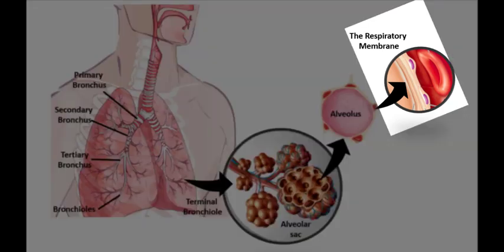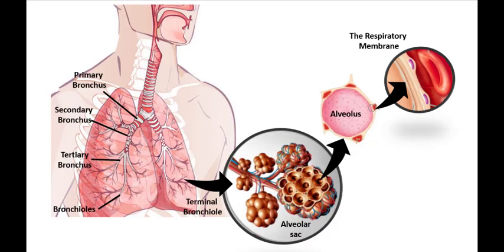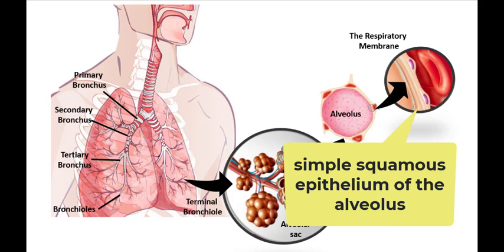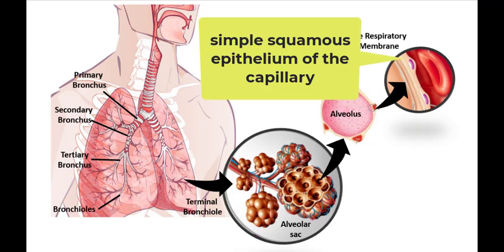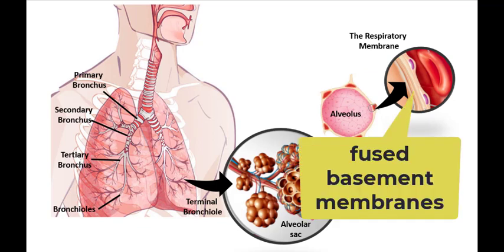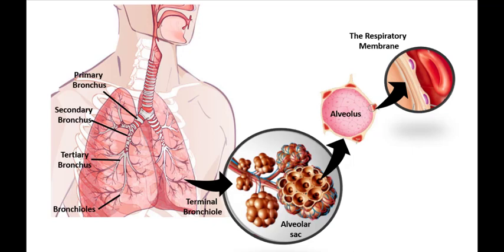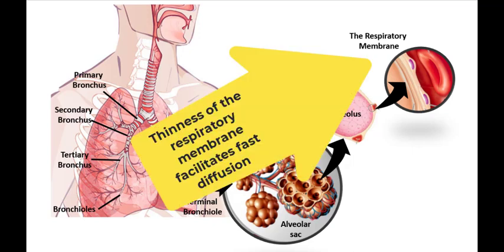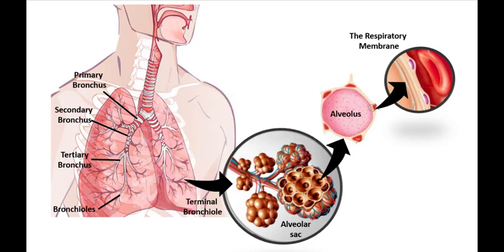The very thin interface between the inside of the alveolus and the inside of the capillary is called the respiratory membrane. It consists of a thin, simple squamous epithelium of the alveolus, thin, simple squamous epithelium called endothelium of the capillary, and a thin fused basement membrane. The purpose for all that thinness is to facilitate very quick, efficient diffusion of gases.